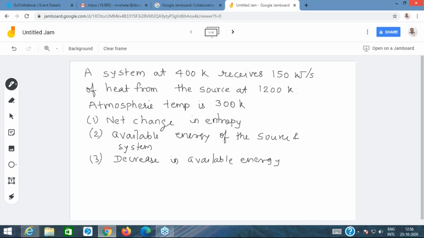And fourth is you need to represent this process on the temperature entropy diagram. Okay, so this is similar to what we had solved yesterday. Okay, I'm taking this in order to ensure that you understand the concept.